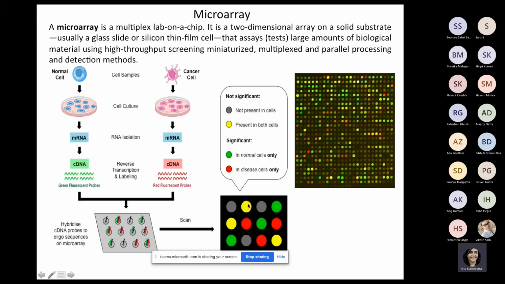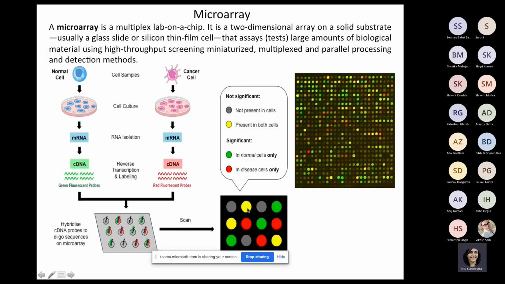Then I will see certain wells which show yellow color. Many cells will show yellow color. And what does that mean? It means that, let's say this is the cyclin gene, my conclusion would be that the cyclin gene was similarly expressed in both the cells. There was no change in expression.